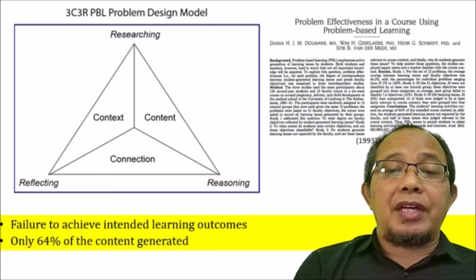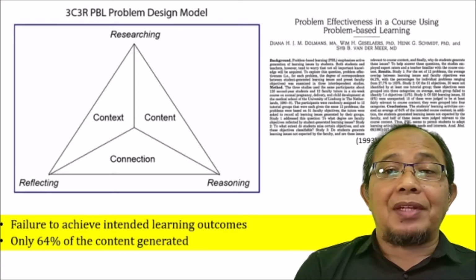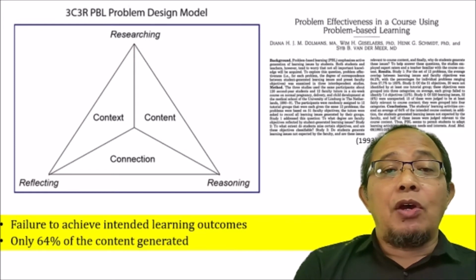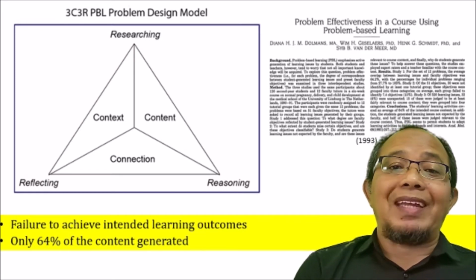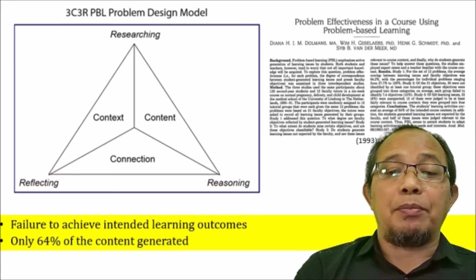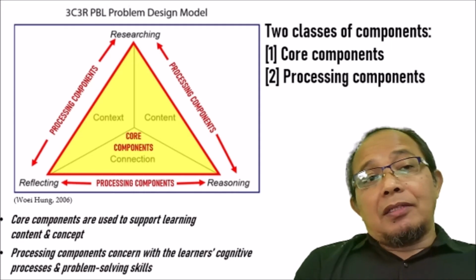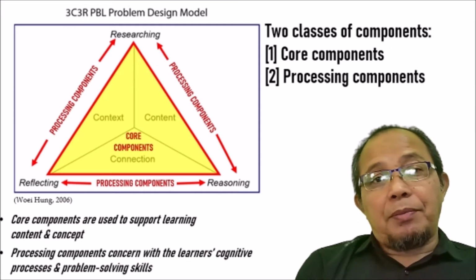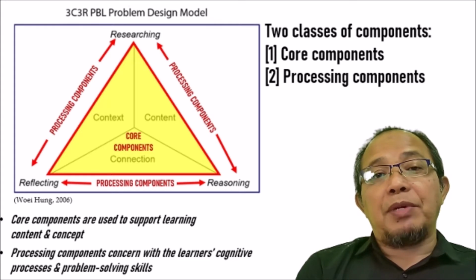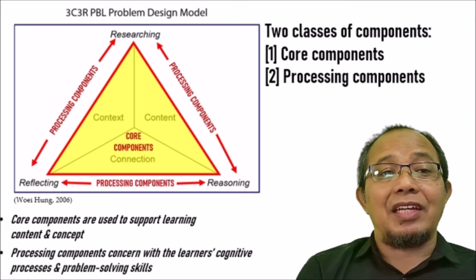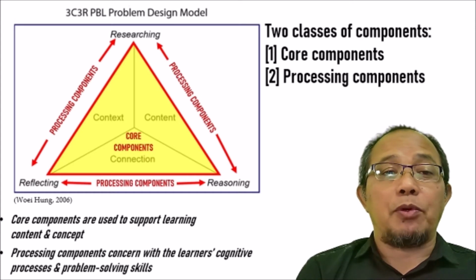One of the findings cited by Wei Hung is from the study conducted by Dolmans, Geisliers, Smith, and Van der Meer, 1993, which found that only 64% of the content generated by students in learning issues during the learning process using the PBL approach. The 3C3R problem design model was introduced to help PBL practitioners improve the attainment of the learning outcomes, especially in terms of the content, through a structured and comprehensive problem-solving approach.